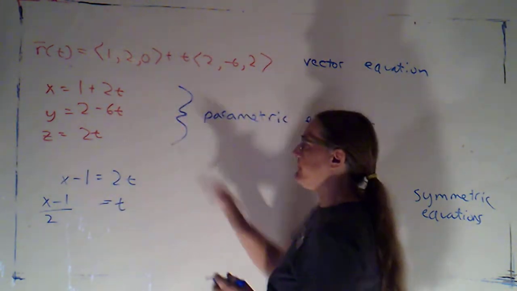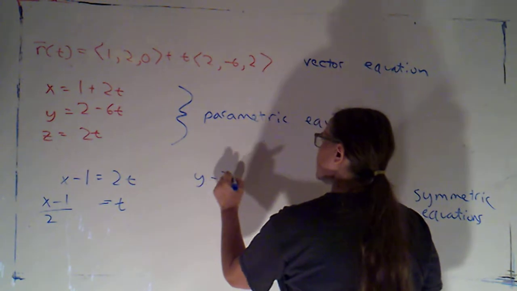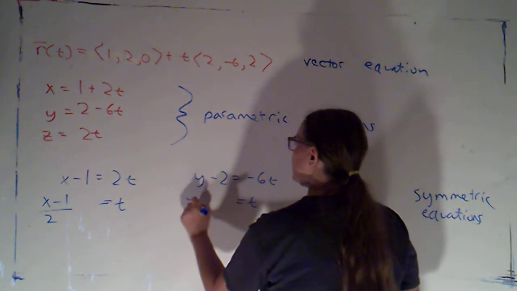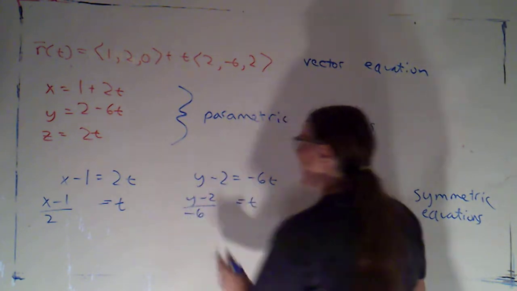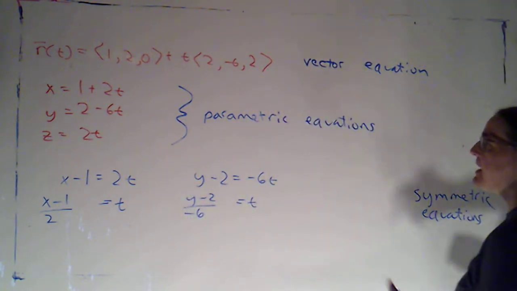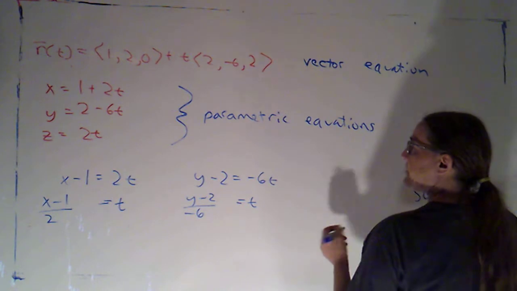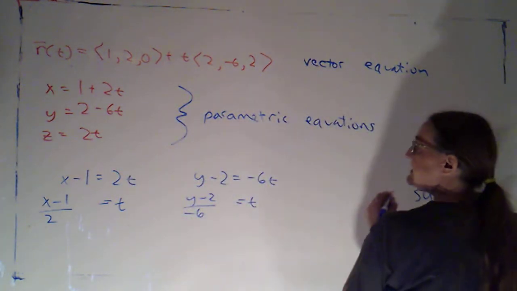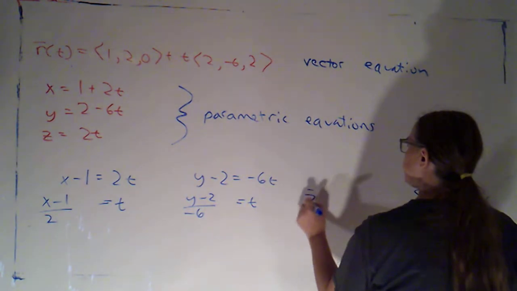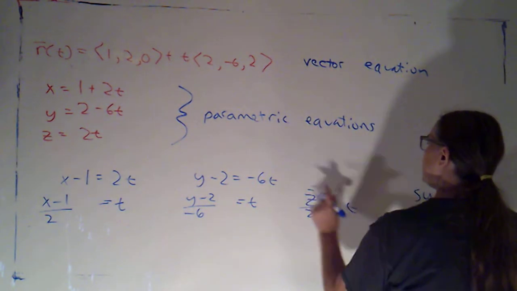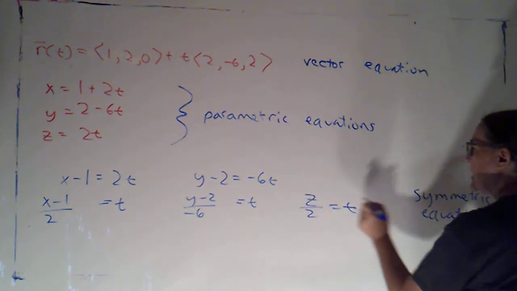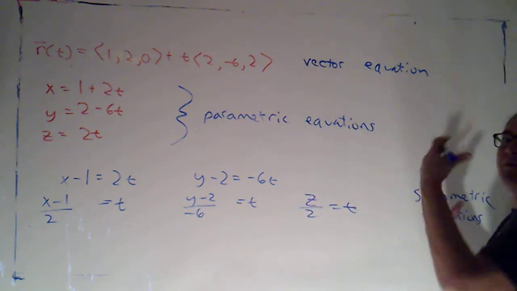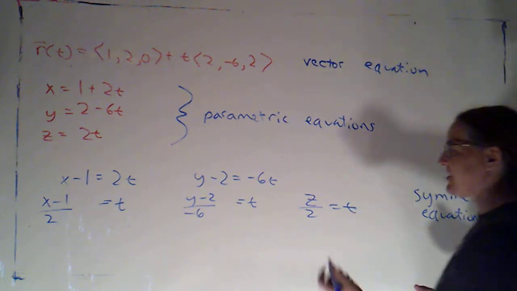Looking at the equation for y, I could say y minus 2 is negative 6t, which means t is y minus 2 over negative 6. And solving for t here, I could say z over 2 is equal to t. But again, it's got to be the same t that's giving me a triple of x, y, and z that go together.